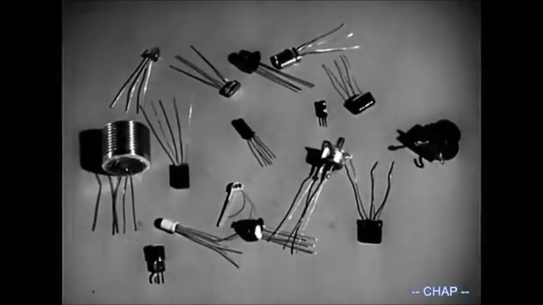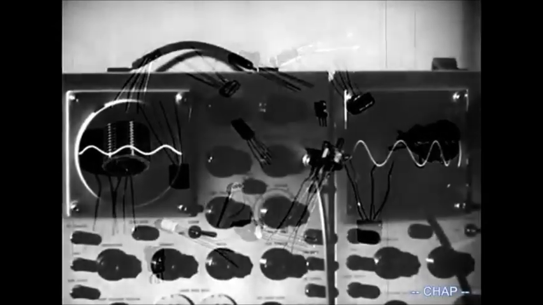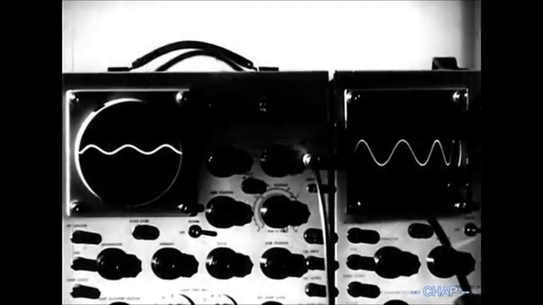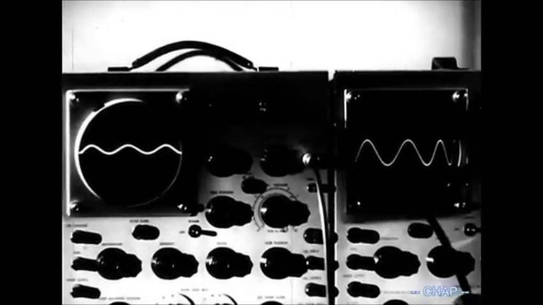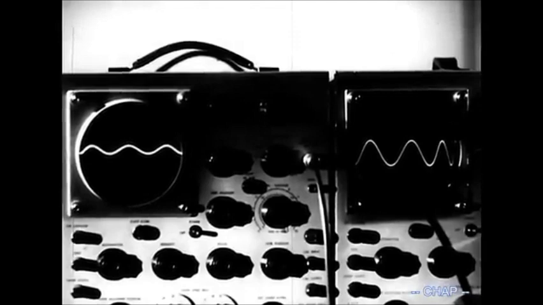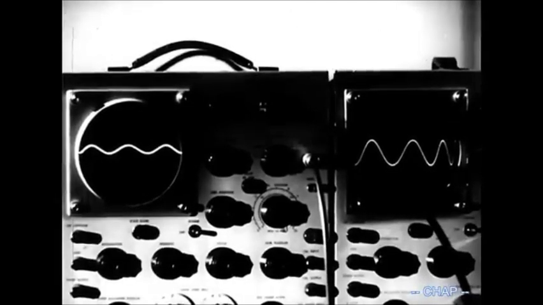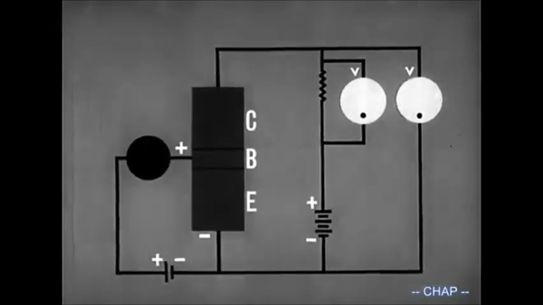Now let's analyze the transistor's ability to amplify electronic signals. The oscilloscope on the left is reading an AC signal that is being fed into a circuit. The oscilloscope on the right is reading the output of that circuit. As you can see, the signal has been amplified. To see how amplification has been achieved, let's use this circuit.